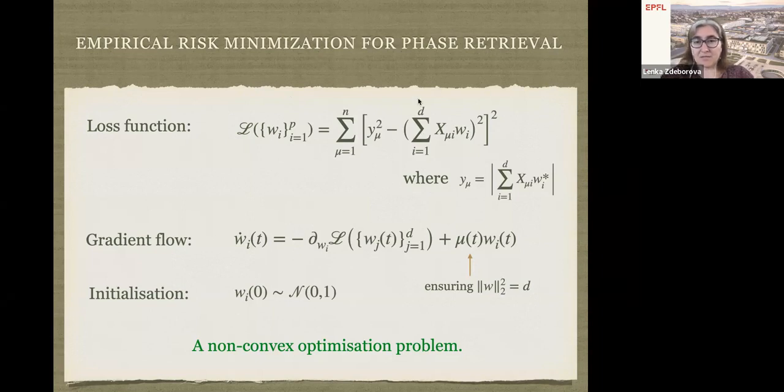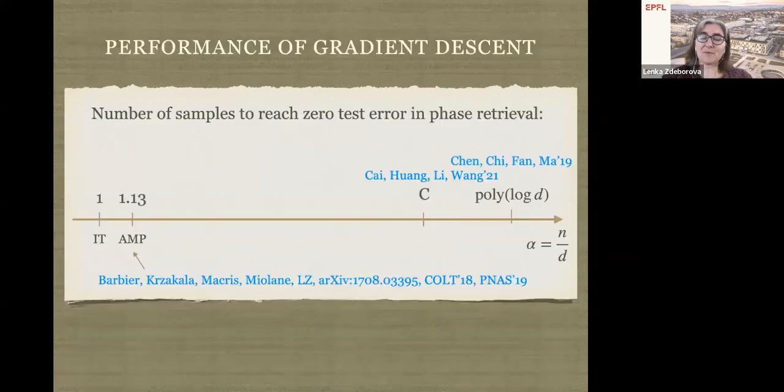And of course, the squares make it a non-convex optimization problem. So that's what makes it interesting. So let's see how it works in practice. Does it work in practice? Okay, sorry, before that, just what do we know about that theoretically? So about minimizing this loss function for the data created this way.